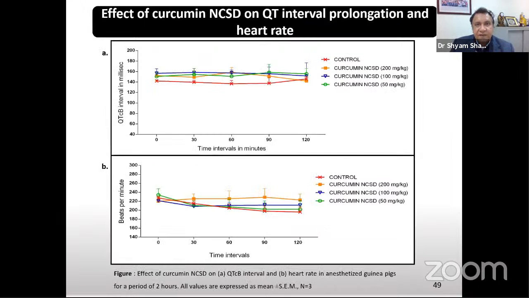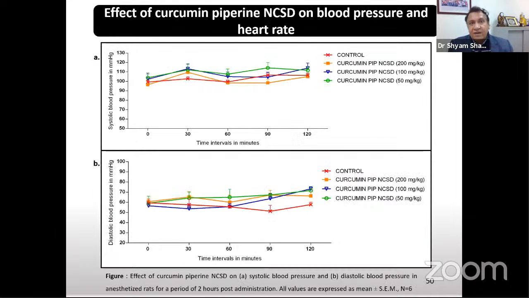Then on QT prolongation and the heart rate, up to 120 hours, we did not find any changes. If we observe any change, then we tell them they have to change the formulation, because this component is causing it.